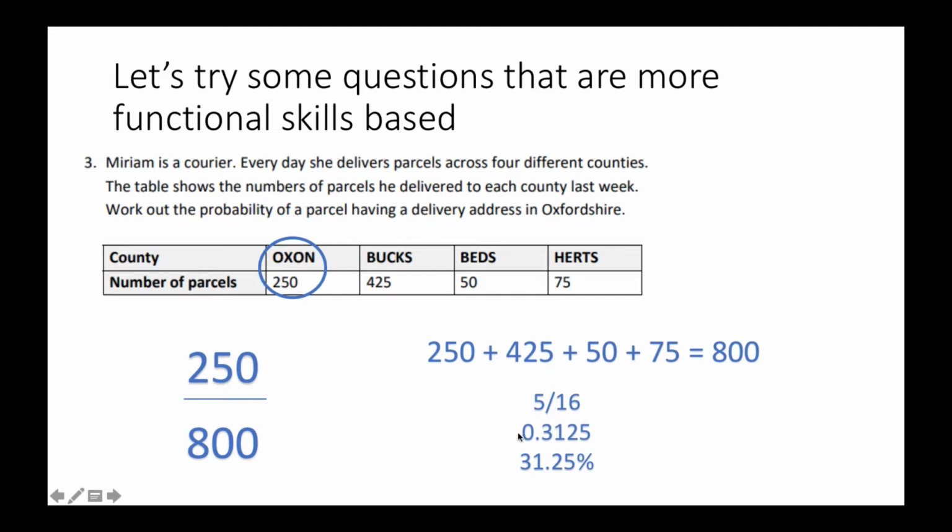So 5 out of 16 as a decimal is 0.3125. So I've done 5 divided by 16 on the calculator. If I didn't want to simplify my fraction until I got down to this, I could have done 250 divided by 800 on the calculator. You would have got exactly the same answer. Okay, or as a percentage, 31.25%. As you probably noticed, the percentages are just 2 decimal places larger. Okay, it's basically you're timesing by 100. Okay, 2 decimal places higher than the decimal value.